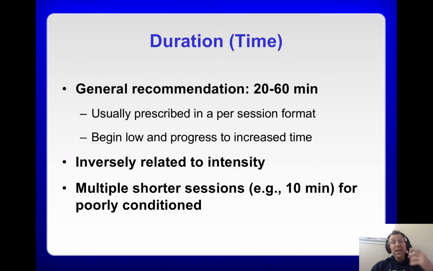All right, so getting away from exercise intensity, that's the bulk of this discussion today. Time. Yeah, how long do you have somebody exercise for? Well, 20 to 60 minutes is it, right? We've already talked about this a little bit. This is a per session type of thing.